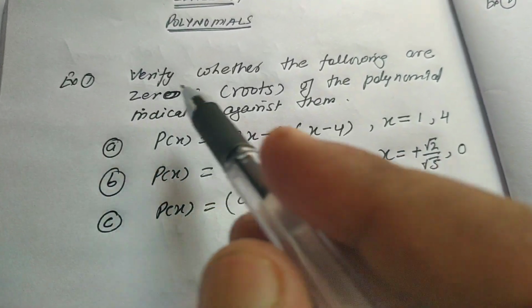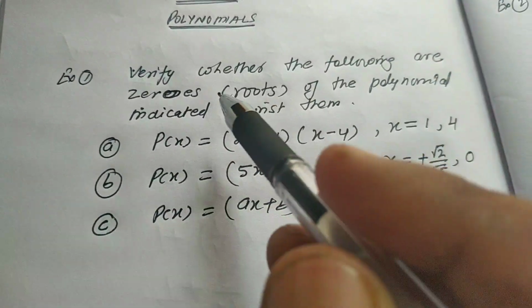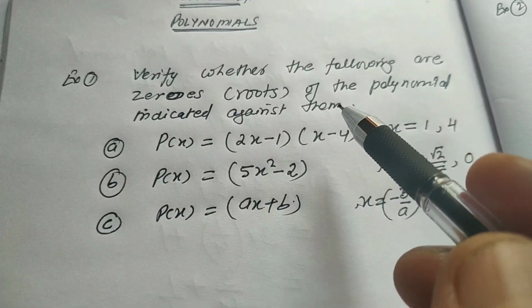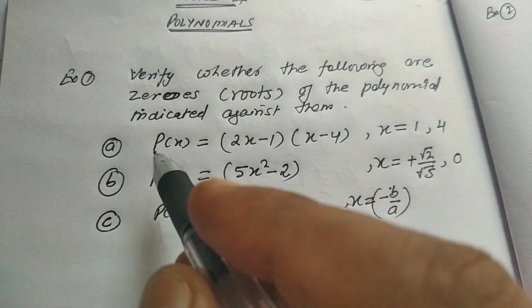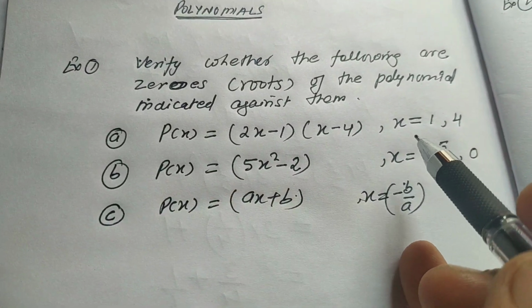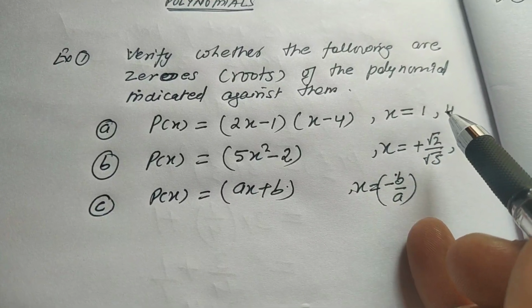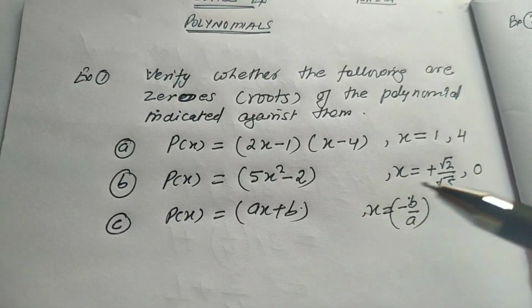In previous sessions we have discussed the zeros or roots of a polynomial, and today we are going to sort out some problems. The problem is to verify whether the following are zeros, roots of the polynomial indicated against them. The polynomial is given, and we have to check whether x equal to 1 and x equal to 4 are the roots of the polynomial or not.